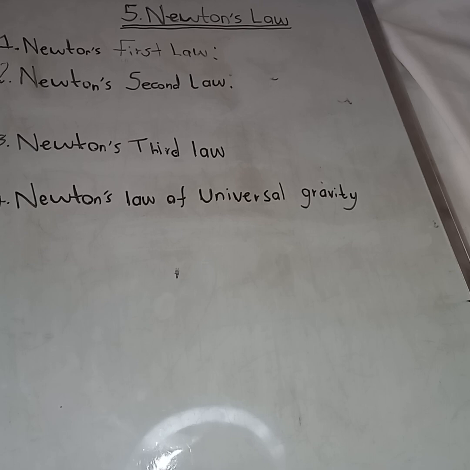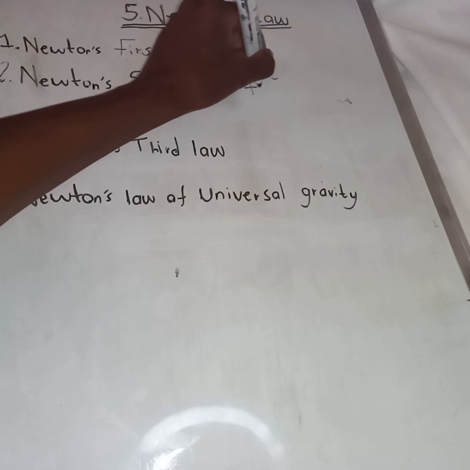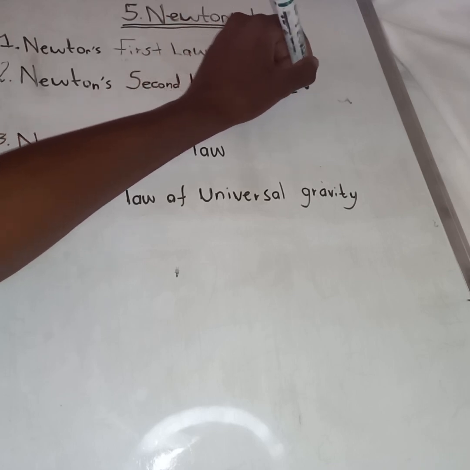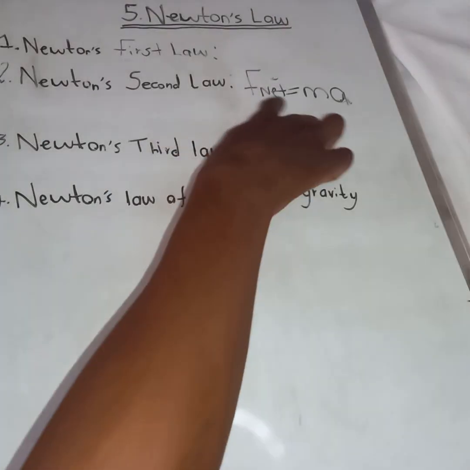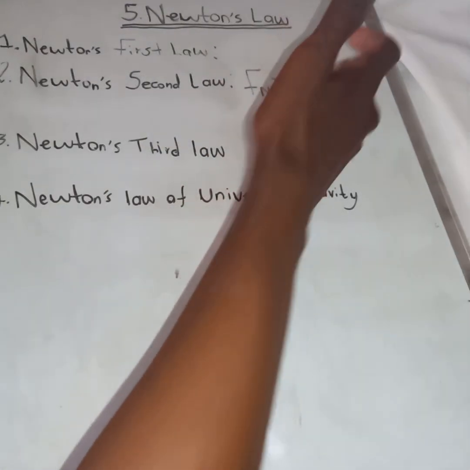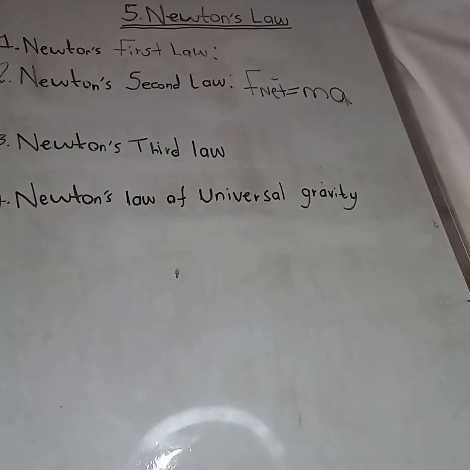Newton's second law, write this down. It states that when a resultant force acts on an object, the object will accelerate in the direction of the resultant force. The acceleration is directly proportional to the resultant force and inversely proportional to the mass. The formula for Newton's second law: F net or F res is equal to mass multiplied by acceleration. F net is the resultant force, m is mass in kilograms, a is acceleration in meters per second squared.